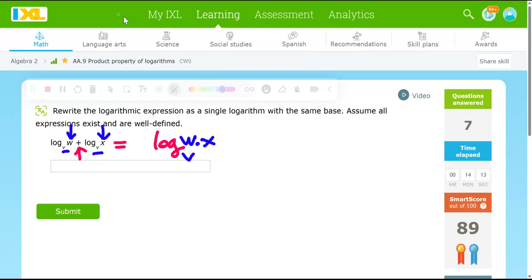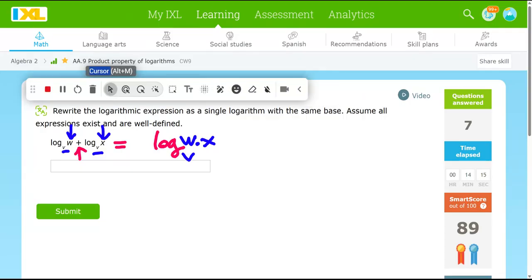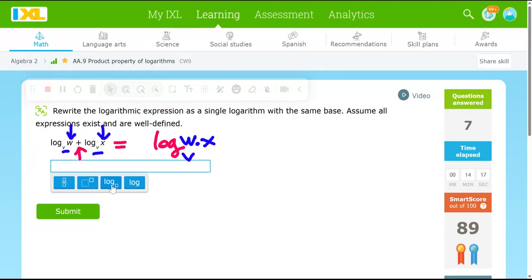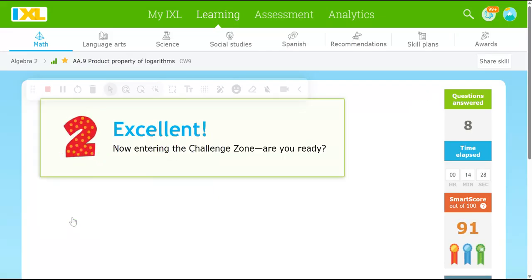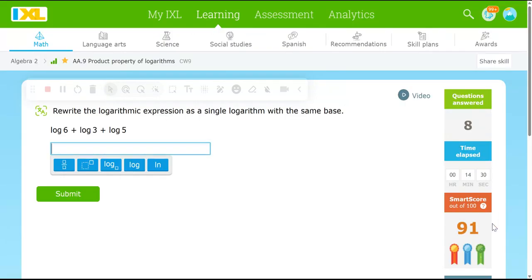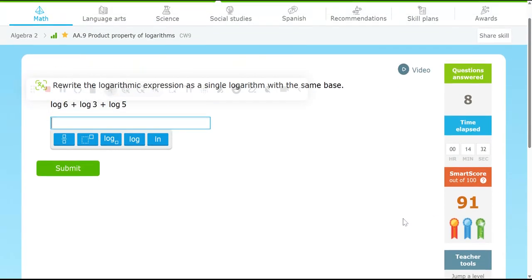So let's put the answer in. Here we go. I choose the log with the base option. I put the base V and I put W times X. That's it. Submit. Voila. I can move to level 7 now.